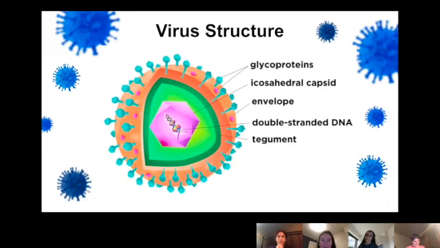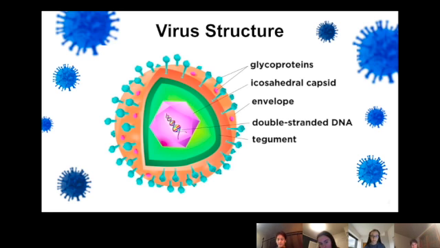Okay, the structure of the virus. The herpes simplex virus is a large enveloped virus that contains double-stranded DNA surrounded by an icosahedral capsid made of proteins, which protects the virus's genetic structure. So this shape is similar to a soccer ball. The capsid is then enclosed by an envelope of glycoproteins, which are like those cute little spikies that help the virus attach to the host.